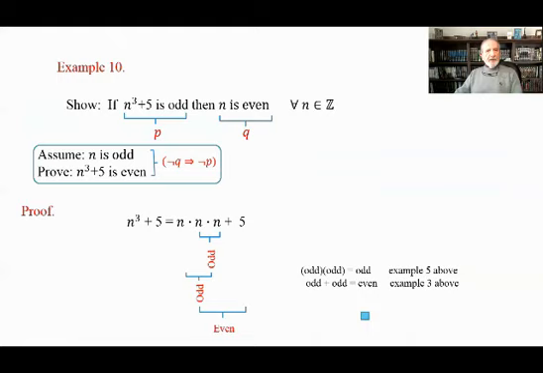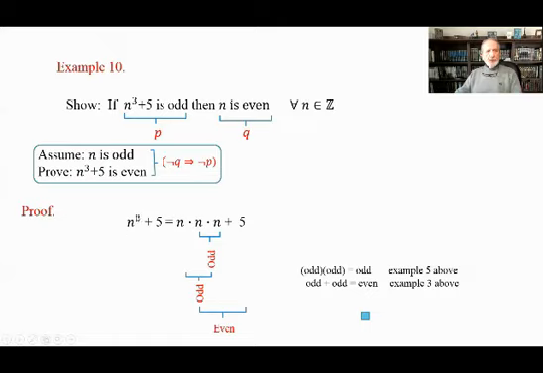Example number 10. Show if n cubed plus 5 is odd, then n is even. Okay, so this is p, this is q, and obviously the direct method is not going to work for you because there's an n cubed here. So let's assume n is even is false; we assume the opposite, a negation of this. Assume n is odd. We need to prove now n cubed plus 5 is even. So we're proving not q implies not p.